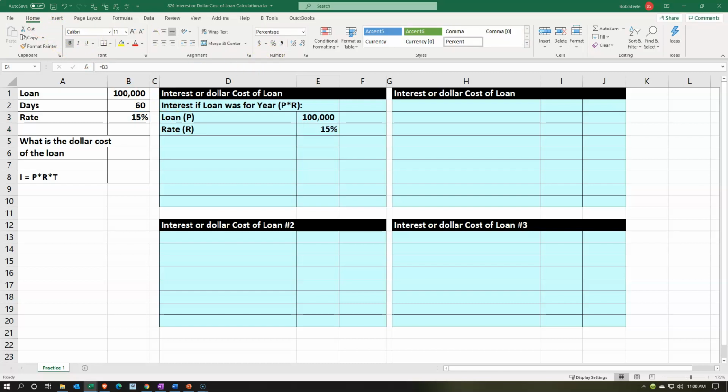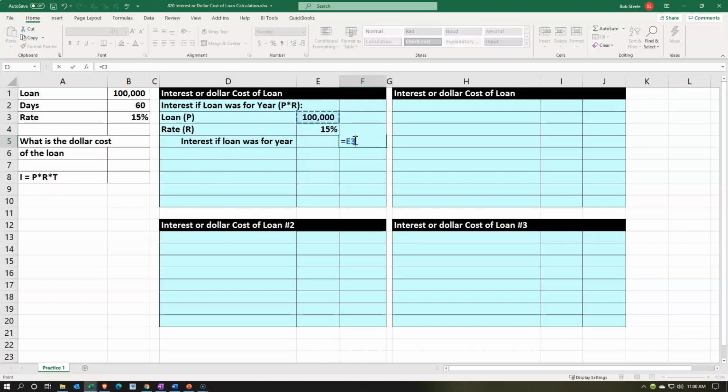And then we're going to multiply those two together. I'm going to bring that into the outer column. So that'll be the sub calculation of the P times the R. And this will be equal to the 100,000 times the 15%. And so this would be over here on your thing.